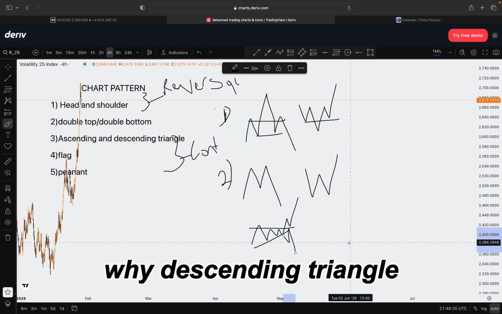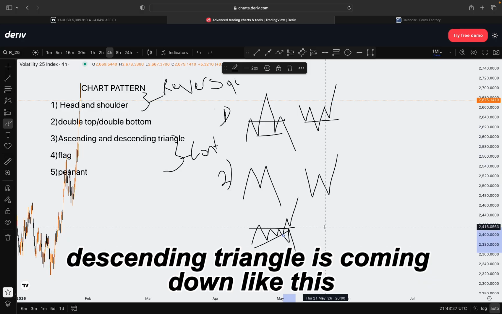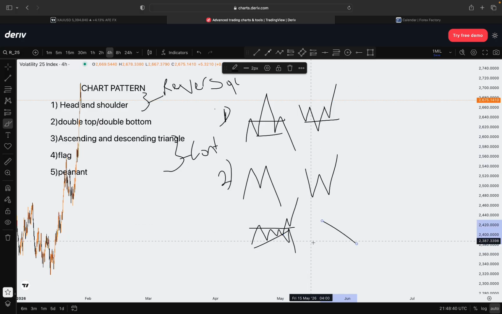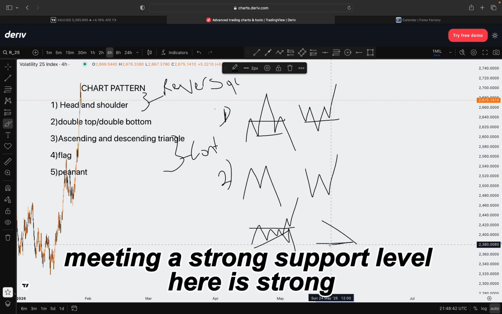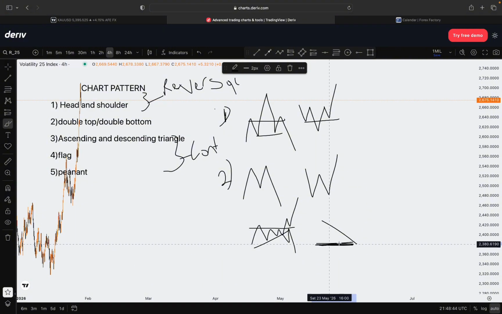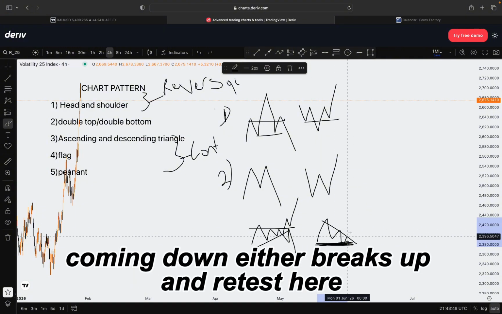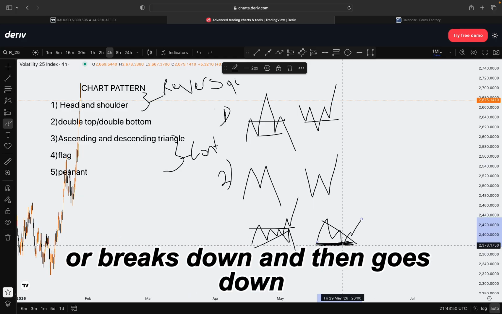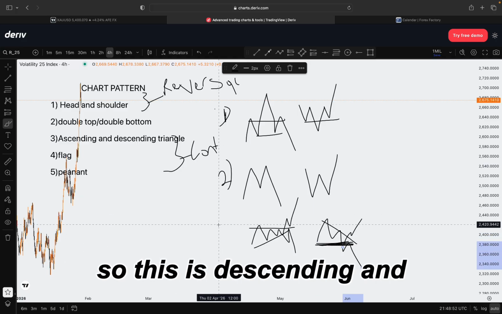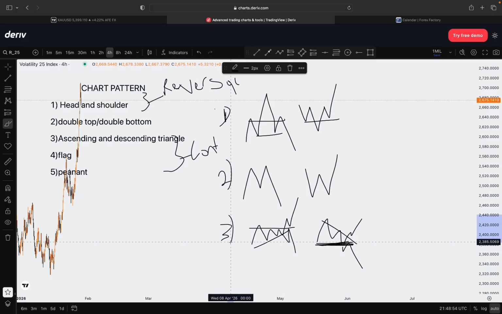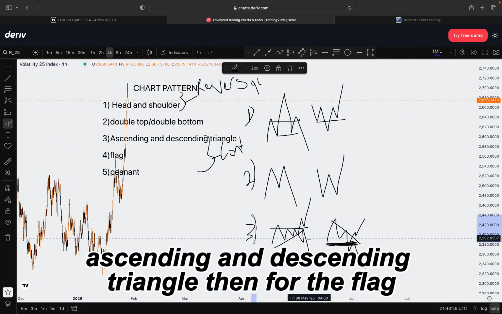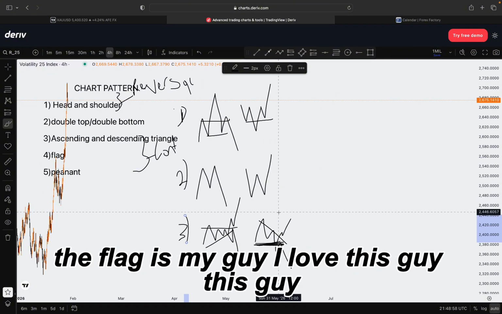Right? Why descending triangle? Descending triangle is coming down like this, meeting a strong support level. This here is straight. The market moving like this, coming down, either breaks up and retests here, or breaks down and then goes down. So this is the ascending and descending triangle. Then for the flag is my guy.